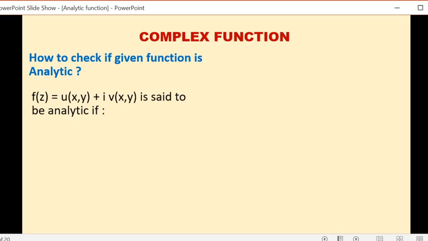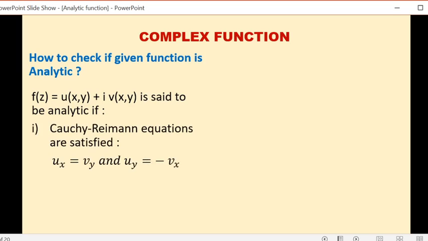Let us see that f of z equal to u plus iv is said to be analytic if it satisfies the following two conditions. The first condition is a set of two equations which is called Cauchy-Riemann equations. These two mathematicians have contributed to this equation, so it is called Cauchy-Riemann equations. It should be satisfied. Now what is the Cauchy-Riemann equation?